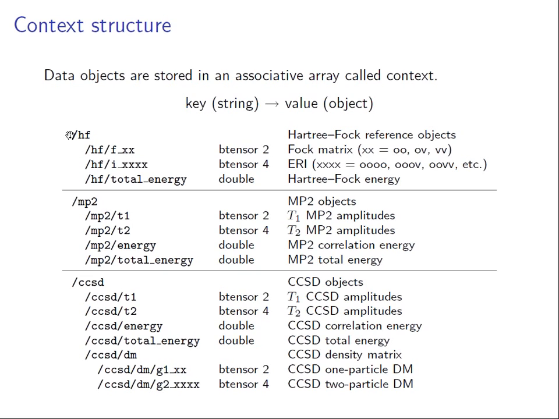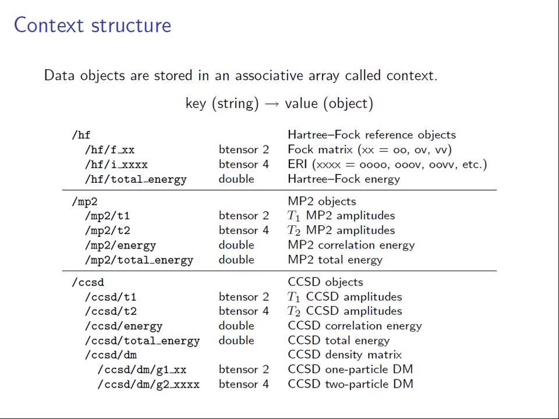So we have this hierarchy, Fock subdirectory, if you will, where we have all these various objects: Fock matrix, and then transformed MO integrals, and energy. These objects all have different types. The Fock matrix is a 2-dimensional block tensor, and the integrals are 4-dimensional block tensors. And then energy is just a simple real number. Then for MP2, we have MP2 amplitudes, T1 and T2, that are block tensors of order 2 and 4 respectively. And then energies, just the correlation energy and the total energy, which are just numbers. Under CCSD, we have amplitudes, energies, and, in this example, also density matrices: 1 and 2 particle density matrices for the ground state.